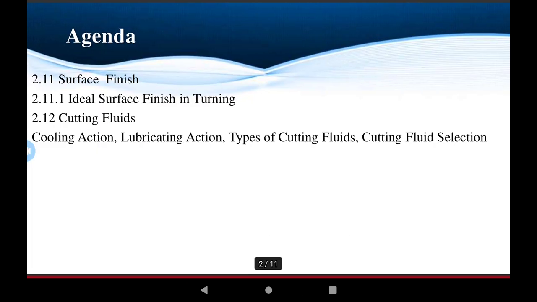The agenda for today: surface finish, ideal surface finish in the turning operation, and cutting fluid, and the cooling action and lubrication are some of the topics presented in detail in this video. Also the types of cooling fluids and cutting fluid, selection of the coolant, and the lubrication action.